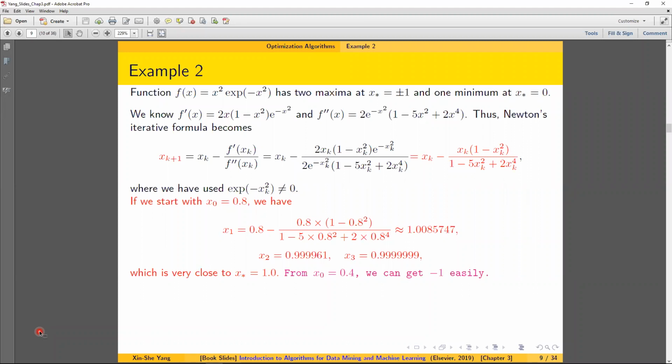If we start with x0 equal to 0.8, what we get is 1.008. And then we also get x2 close to 1, x3 close to 1, which is very close to our x star equal to 1.0. How about from x0 equal to 0.24, we can get negative 1 very easily.